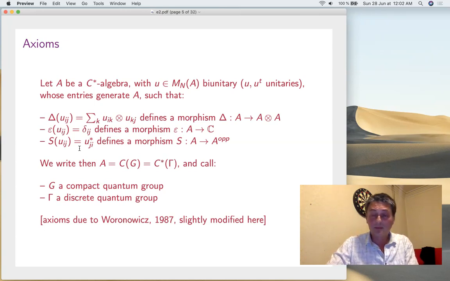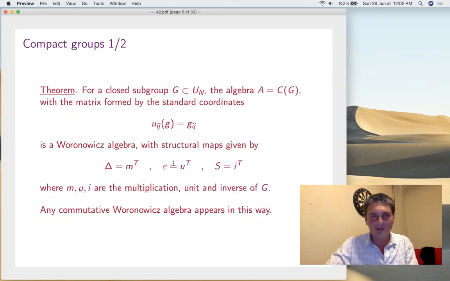Okay, so this was for the philosophy. Now let's get to work. We need to understand a bit first why this is really true: A equals C of G, with G a compact quantum group, and also the discrete thing, and then to see how to understand these objects. So, compact groups.